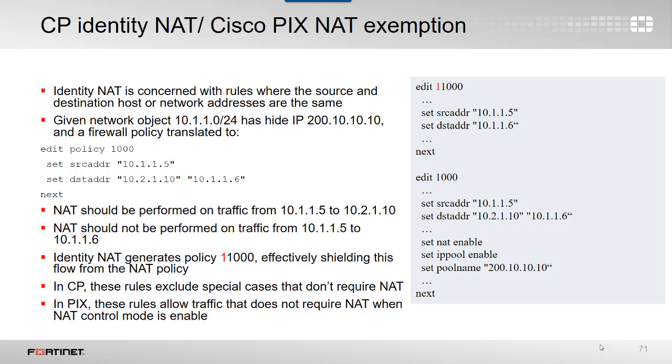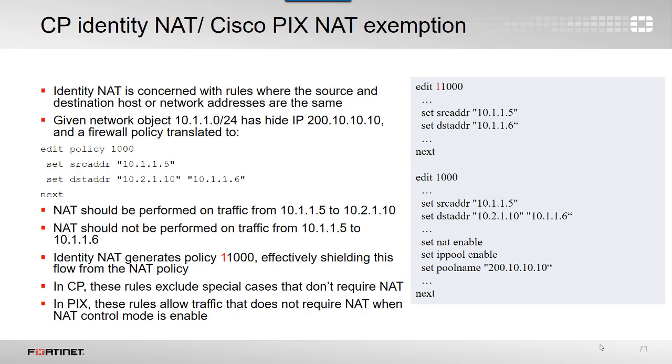We have a firewall policy with a source address of 10.1.1.5 and destination addresses, one of which is 10.2.1 and one is 10.1.1. NAT should be performed on the traffic from 10.1.1.5 to 10.2.1.10. NAT should not be performed on the 10.1.1 to the 10.1.1 network, so in this case 10.1.1.5 to 10.1.1.6.